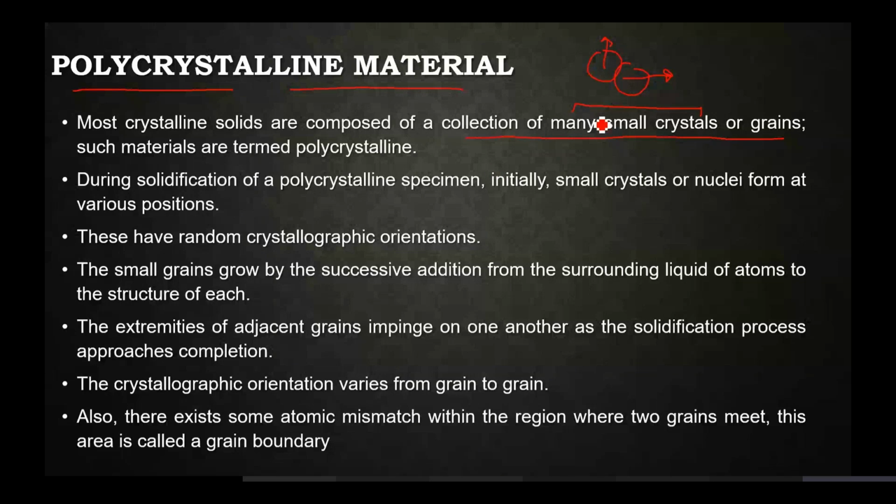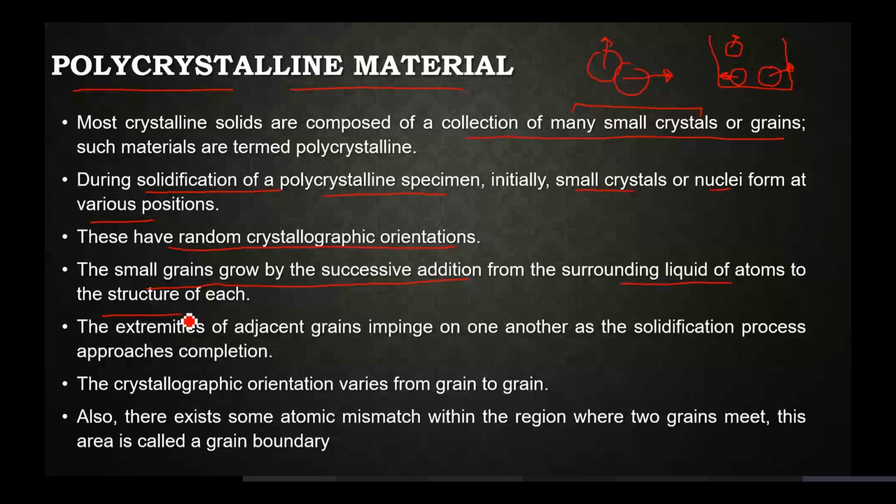So during the solidification of a polycrystalline specimen, initially small crystals or nuclei form at various positions. That means when you are solidifying within this container, there would be a group of atoms that would have one orientation, another group of atoms with another orientation, and another group with yet another orientation. So there would be many small crystals that would start to grow with regard to their own individual orientations. These crystals would have random crystallographic orientations. That means they'll grow in random crystallographic directions. The small grain grows by successive additions from the surrounding liquid of atoms to the structure of each.